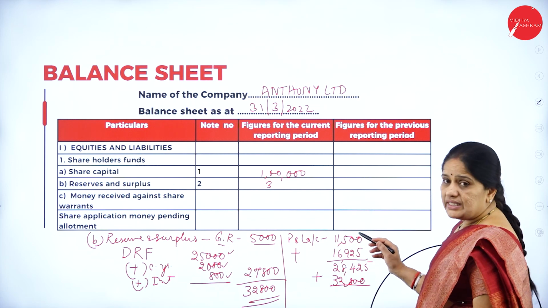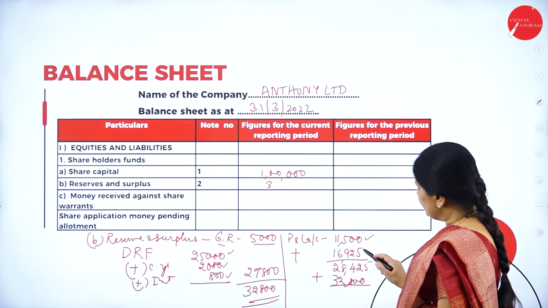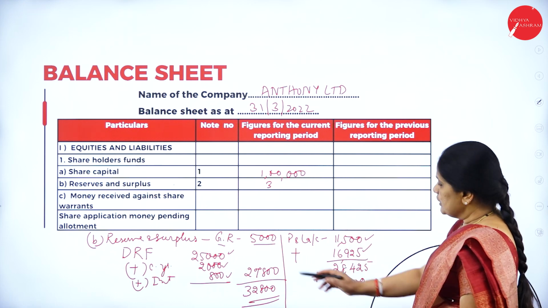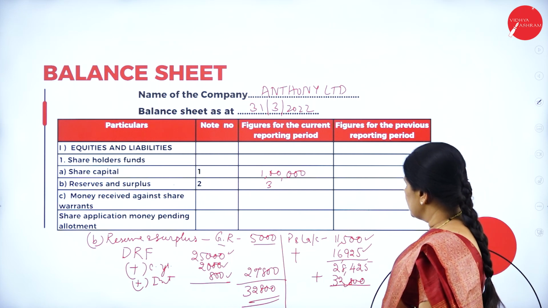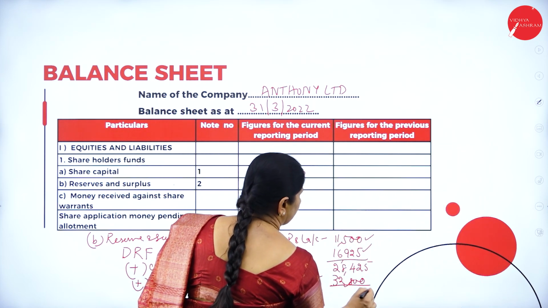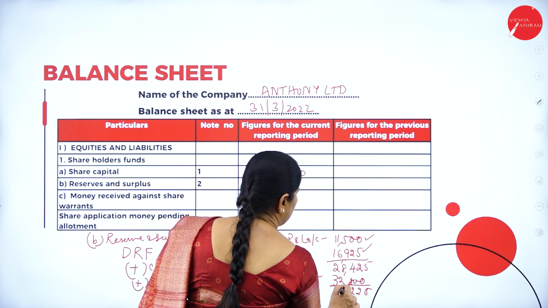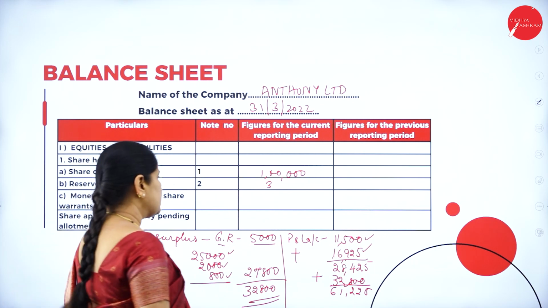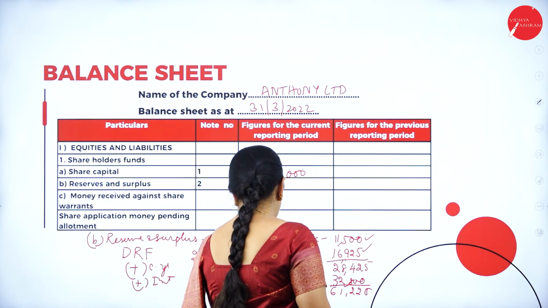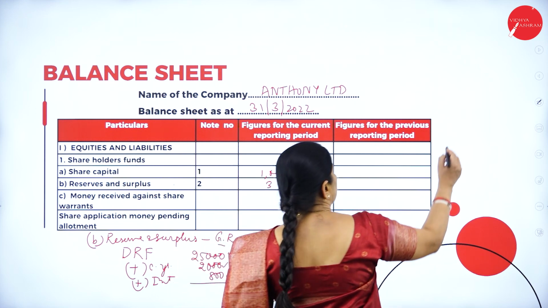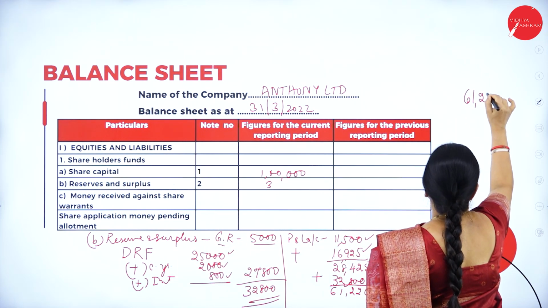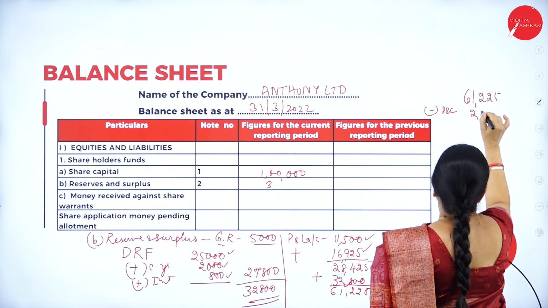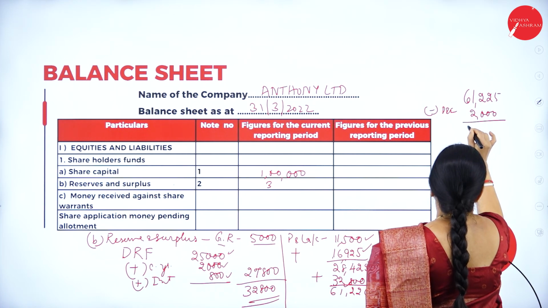Then we had given the profit and loss account of last year. For that you add this year's profit. So we get 28,425. You add this surplus here. So the total will come up to 61,225. From the 61,225, I will have to transfer to the debenture redemption fund. 61,225 minus DRF. I have transferred 2,000.